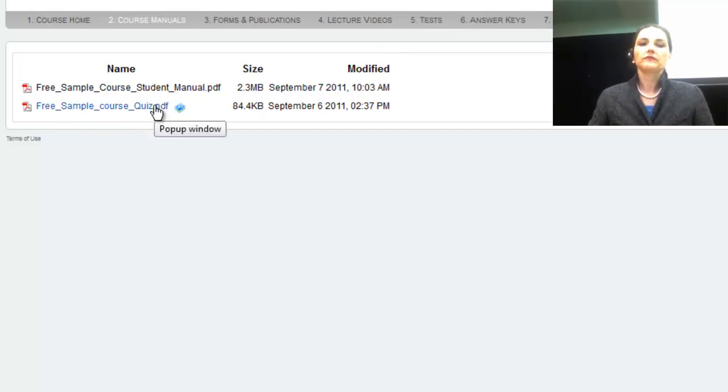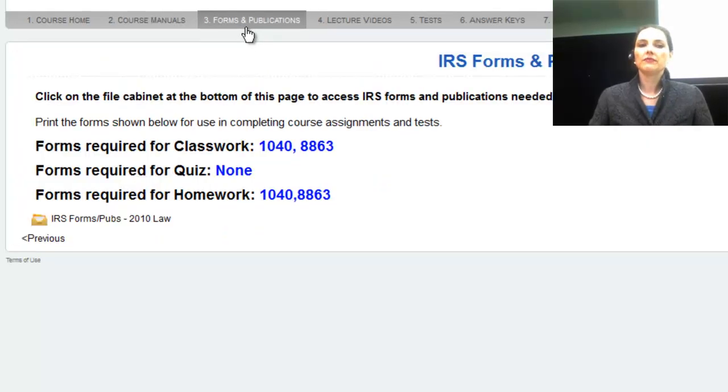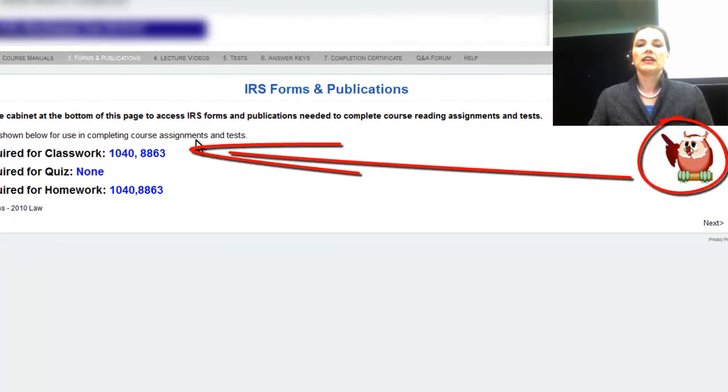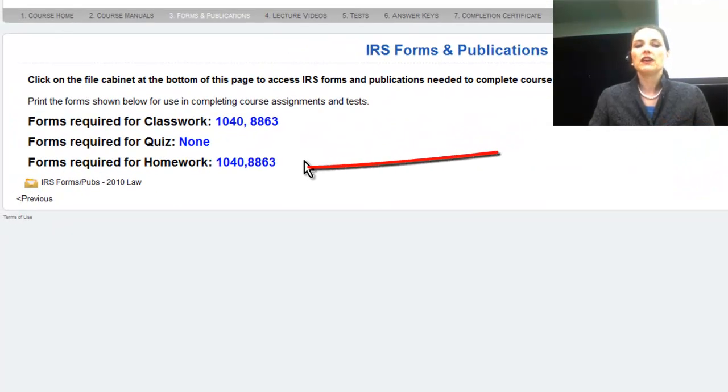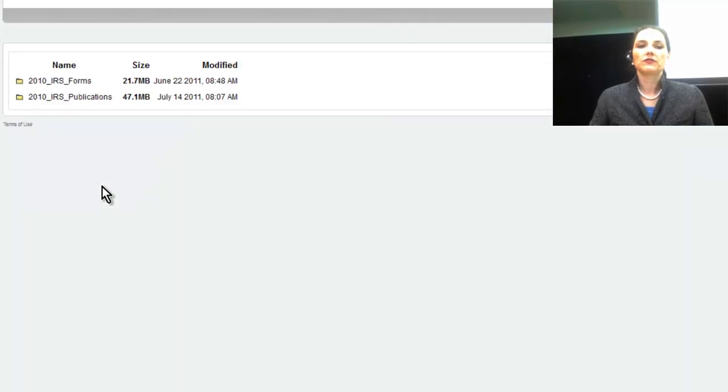After you've printed your student manual, please go to the Forms and Publications tab. Underneath the Forms and Publications tab, the owl is pointing at the two forms you need to use for classwork today, and also the same two forms, Form 1040 and Form 8863, that you will need in completing today's homework assignment. Forms are located inside the file drawer at the bottom of the screen.